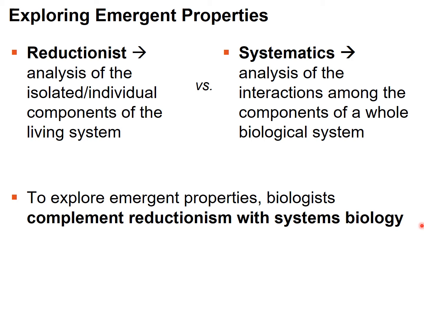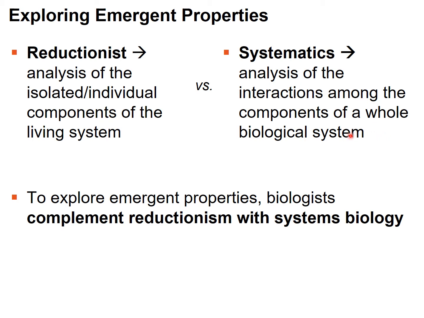There are different ways in which a scientist will explore emergent properties. Now, there are two, I guess, schools of thought: the reductionist thought and the systematics thought. The reductionist thought is basically analysis of the individual compartments within a system. So here, let's just talk about the cell. We saw that the cell is made up of organelles, and the organelles are made up of molecules. So the reductionist is going to look at or analyze the molecules, or a specific molecule, within the cell.